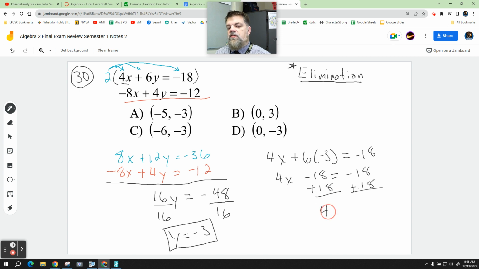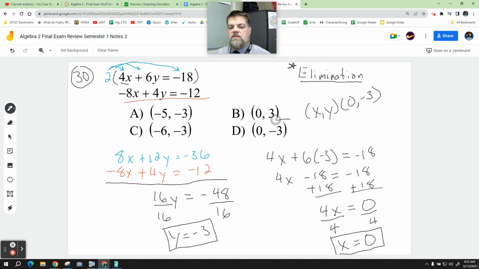I end up with 4x equals 0. 0 is a number. We can use it. Divide both sides by 4, and I get x equals 0. So that means, remember, our solution is x comma y, so it's 0 comma negative 3.